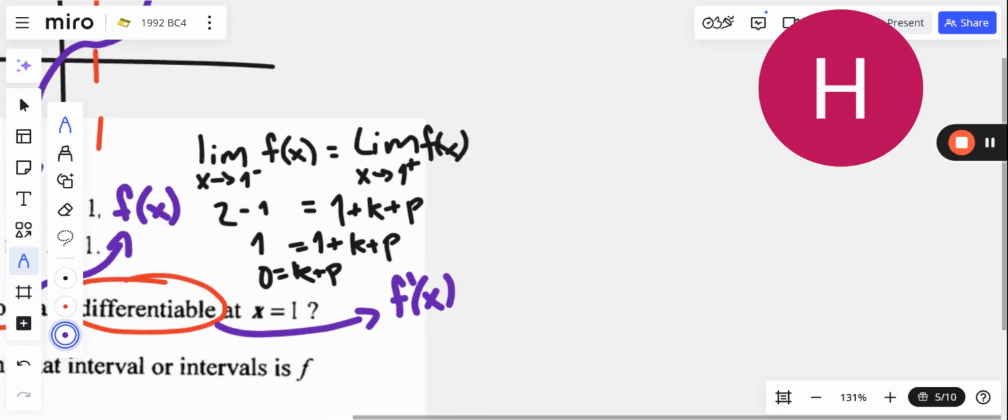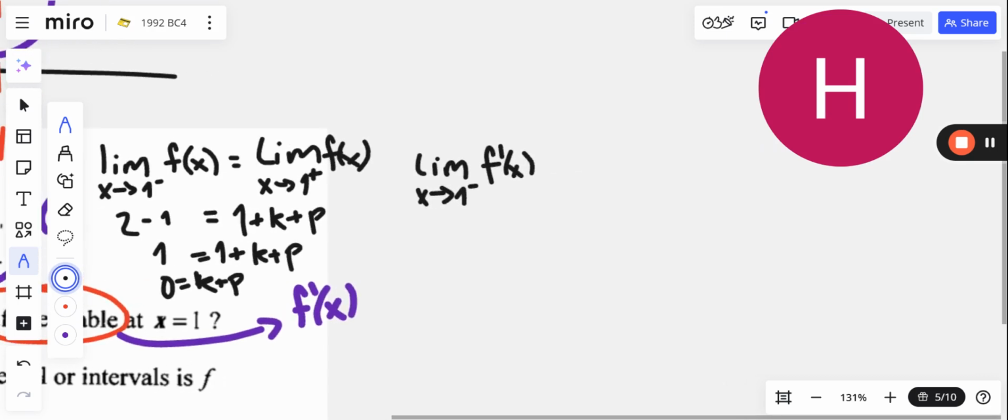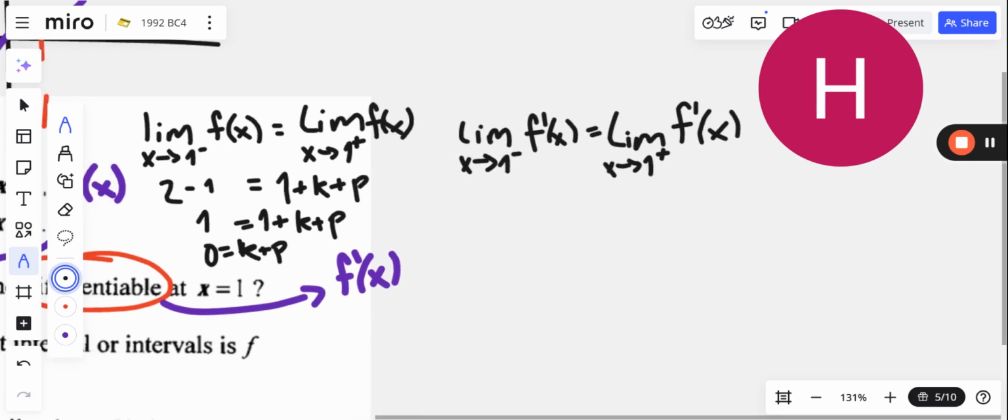So we're trying to basically make sure that the limit as x approaches 1 from the left of f prime of x, which is the slope of the function for the left piece as we're getting closer to x equals 1, needs to be equal to the limit as x goes to 1 from the right of the derivative as well. So making sure the slopes are equal as they approach 1, which means it's smooth, aka differentiable.